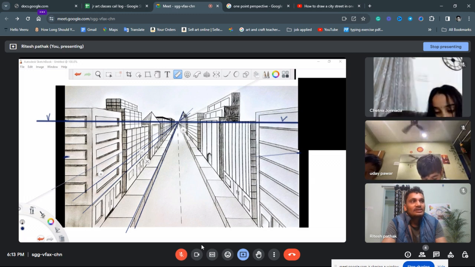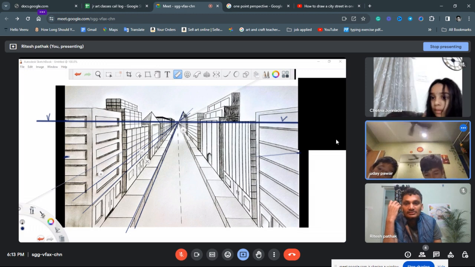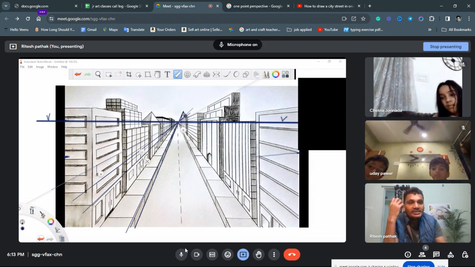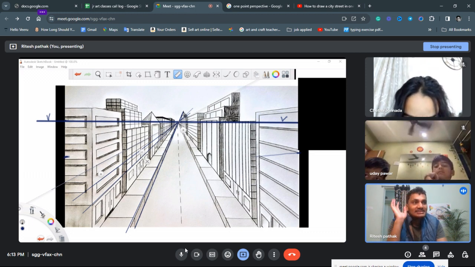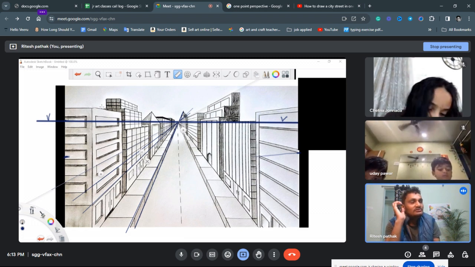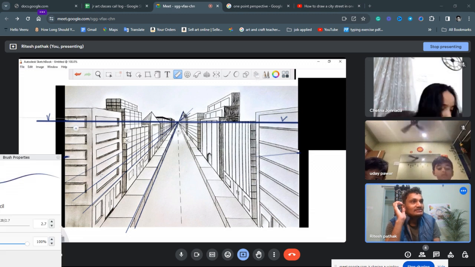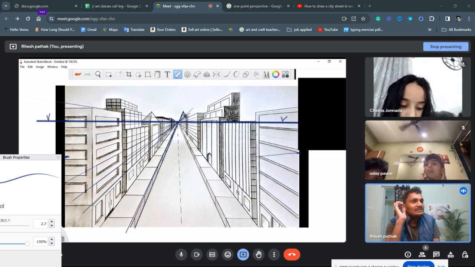Guys, see, this is one point perspective. See how typical. Sir, you are on mute. How typical this drawing is looking, but once you understand the line technique, it is very easy. Understanding? To draw these houses and all, you don't have to do anything. Just take your ruler and draw the lines. See, even for this house, higher house also, it is coming till here.